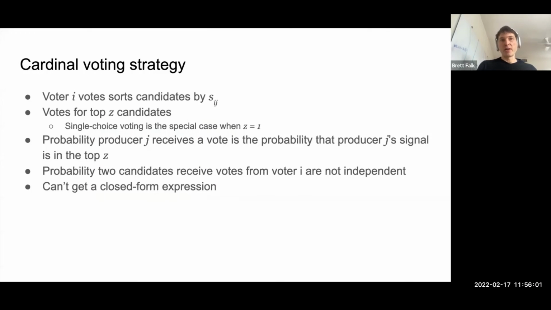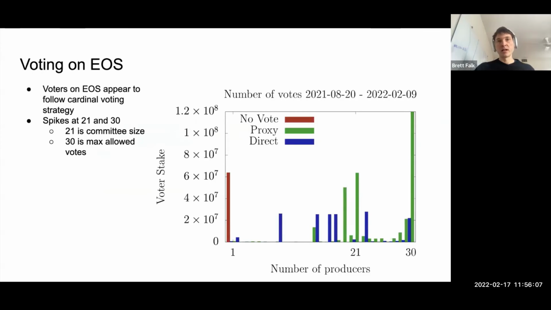So let's look at what happens if people follow the cardinal voting strategy, where you vote for the top candidates regardless of what their signal is. There's some evidence. We scraped votes off of EOS, where they do approval voting, and it looks like people are following these kinds of strategies. There are spikes here. This is the number of people you vote for. There are spikes at 21, but the committee is size 21. So a lot of people think, if the committee's size is going to be 21, I'm going to vote for 21 people. And EOS imposes an arbitrary limit that you can't vote for more than 30 people, and a lot of people just vote for 30. They say, I'm going to vote for the maximum. So it seems like people are maybe following this cardinal voting strategy on EOS at least.